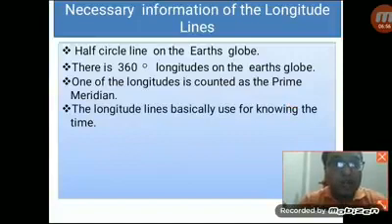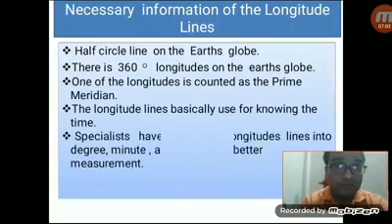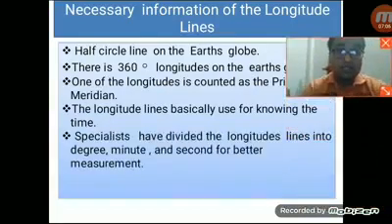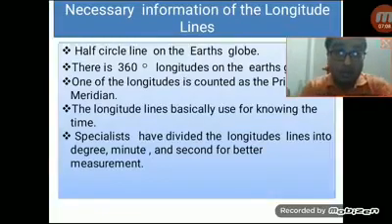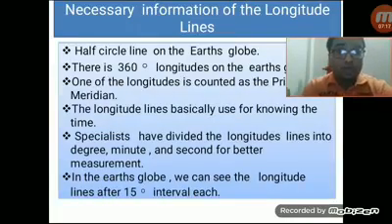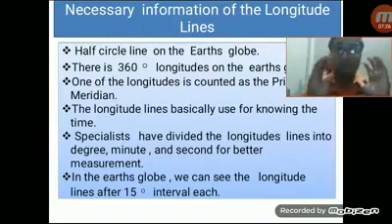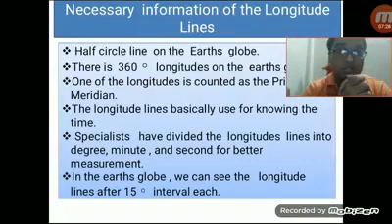Then the longitude lines are basically used for knowing the local times of different places of the world. And the last information is that specialists have divided the longitude lines into degrees, minutes and seconds for better measurement. And last, on the Earth's globe, we can see the longitude lines at each 15-degree interval. So these are the necessary pieces of information about the longitude lines.